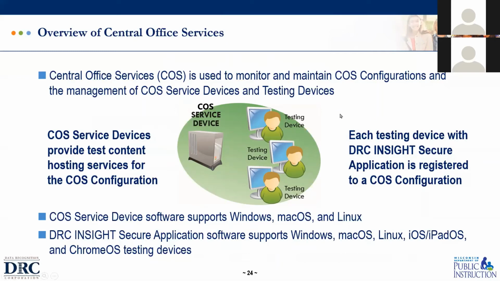So what is a COS configuration? It is really this green box right here. It is what we're going to be building. And what the COS configuration does is set up the relationship between the testing devices and where the testing content is. So every testing device has to be in a COS configuration. And in there it says, do I get the content from what COS service devices? Or if I don't have a COS service device, then it goes back to DRC for content. So again, this is where we're going to be spending the majority of our time, building this out.